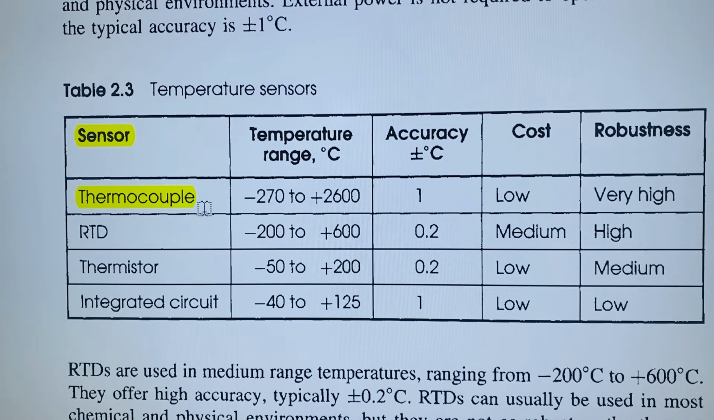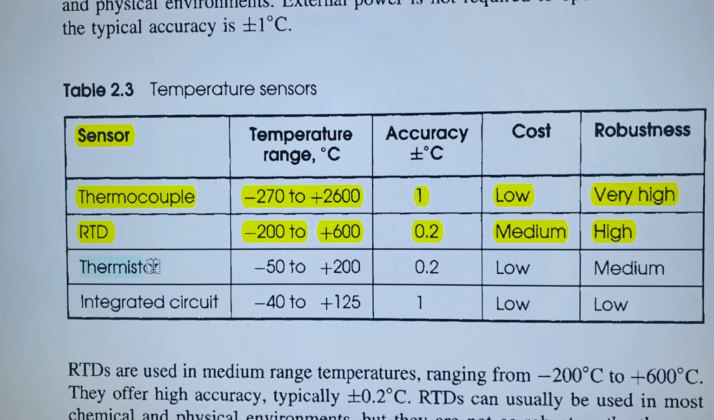So we have a thermocouple. The temperature range is this, from minus 270 to 2600. This is the accuracy, plus minus 1 Celsius degree. The cost is low, and the robustness is very high. Okay, so an RTD works from negative 200 to plus 600. Okay, so RTDs are very common. This is the accuracy. The cost is medium, the robustness is high.